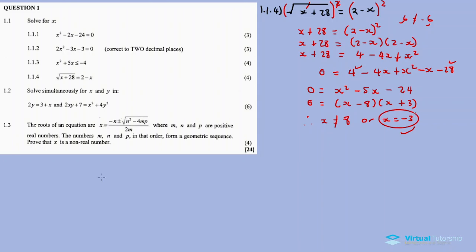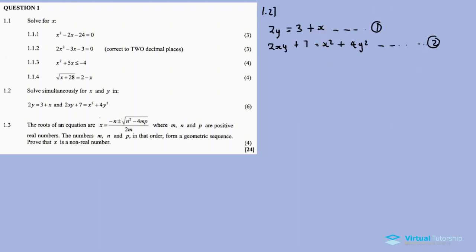1.2, solve simultaneously for x and y in the following. So we have two equations: 2y equal to 3 plus x, which we name equation 1, and 2xy plus 7 equal to x squared plus 4y squared, which is our equation number 2.